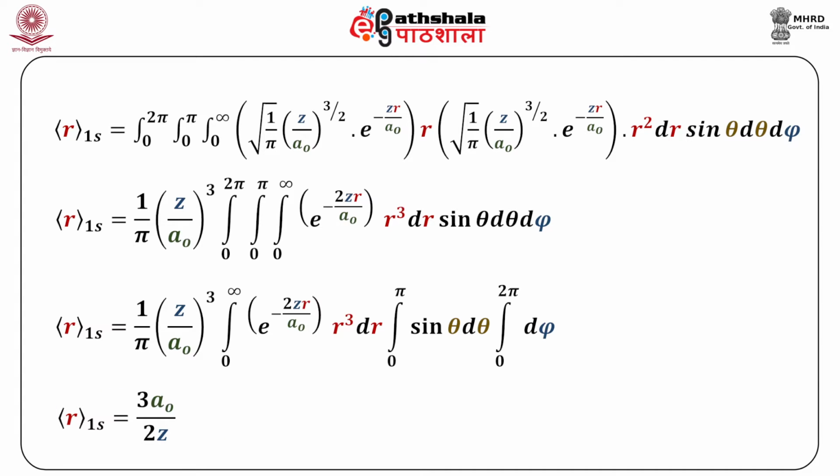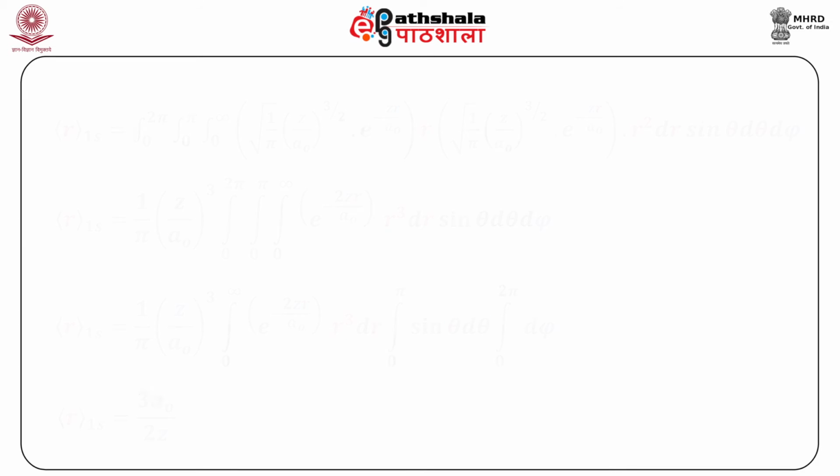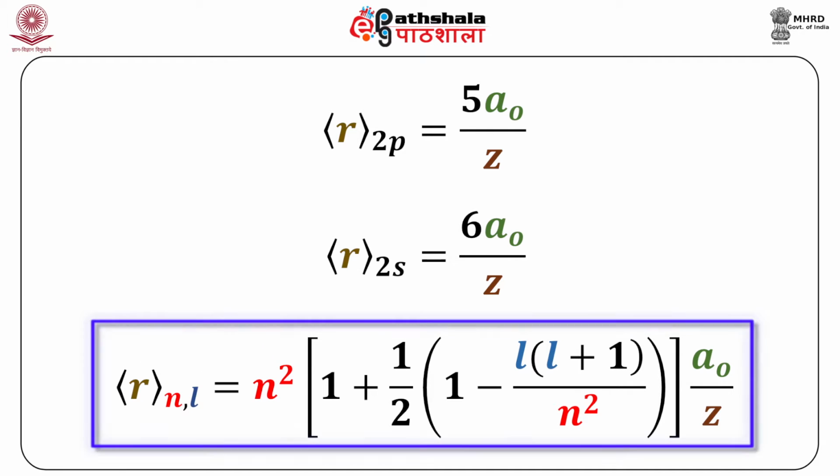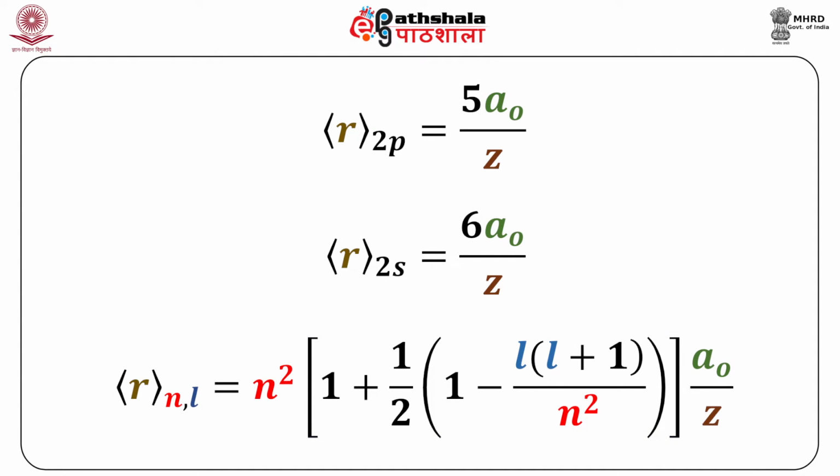If Z is 1, then it will become 3a0 by 2. Similarly, one can calculate mean radius for other orbitals as well. And the general formula for the mean radius for any orbital denoted by n l will be: average value of r, n l, is equal to n square, then in parentheses we have 1 plus half, then in parentheses we have 1 minus l into l plus 1 upon n square, parentheses closed, multiplied by a0 by Z. So this is one property which one can very easily calculate.